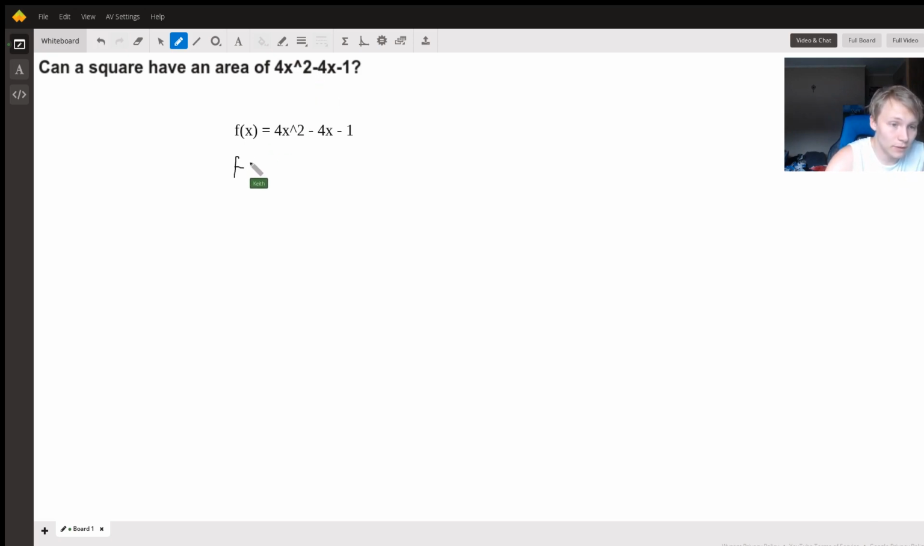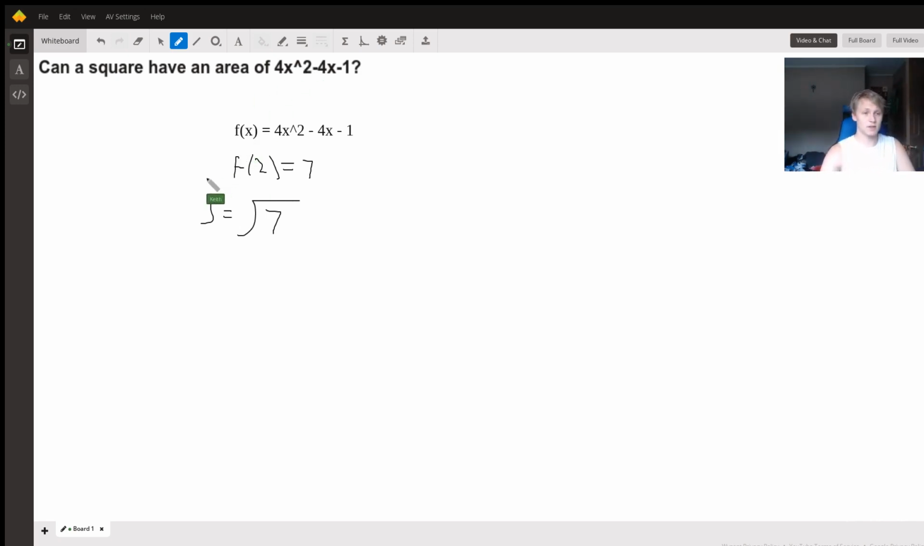For example, if we let x equal 2, then this is equal to, just take me at my word, 7 when you plug 2 in. Well, whatever, it's 16 minus 8 minus 1, right? That's 8 minus 1, which is 7. And so, yes, a square can have an area of 7 if each of its sides is square root of 7 units long. So, yes, it can.